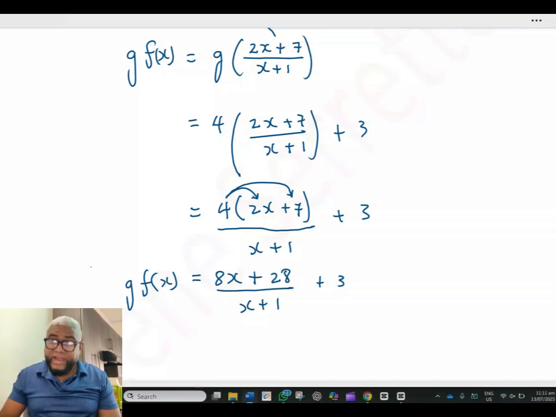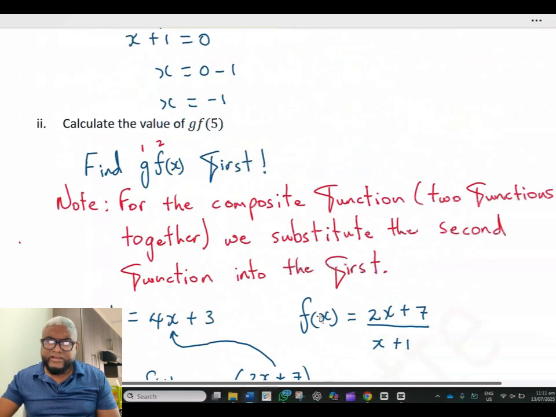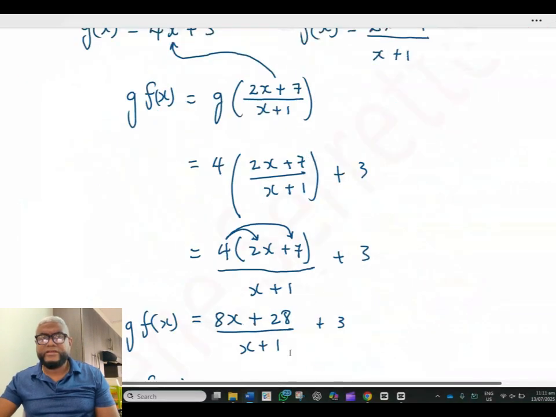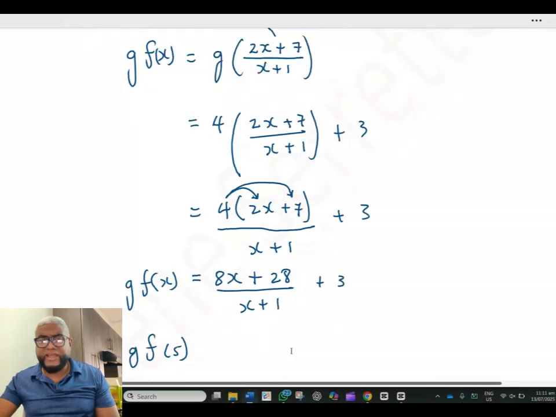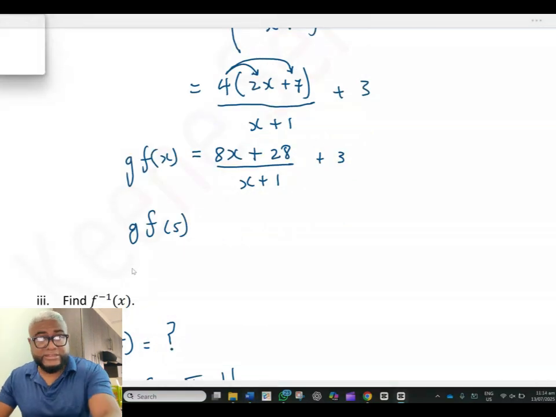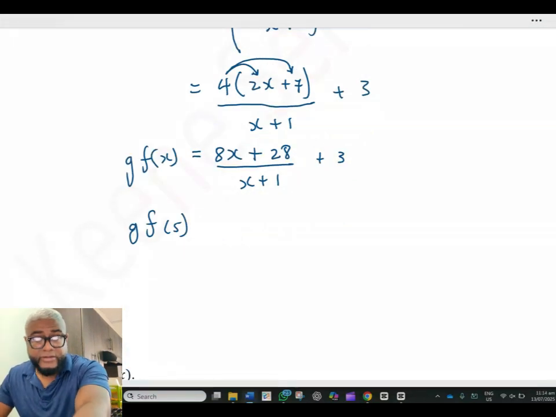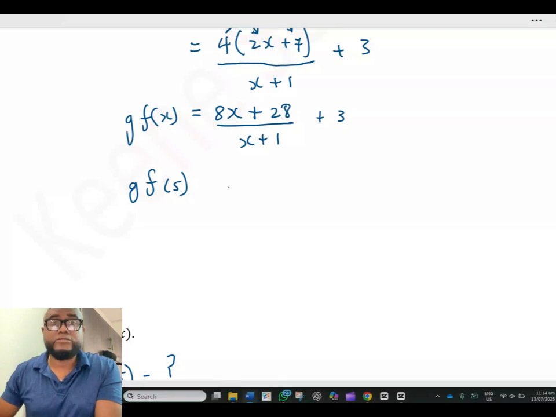So write this down. And then when you write this down, I want you all to use your brain and find gf of 5. So copy this down and then find gf of 5, please. Pause. Right, let's go. I'll give you all enough time. What do we put here? 8 by what? Plus.